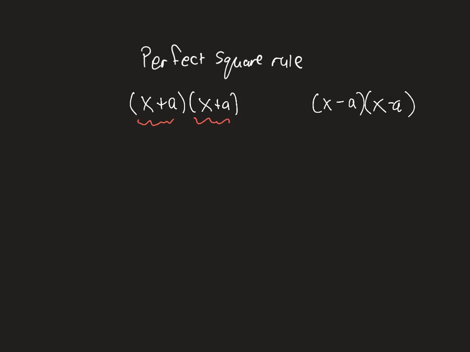So I have x plus a multiplied by x plus a, which, if you guys remember, it's the same thing like saying 3 times 3, which is 3 squared, or 2 times 2, which is 2 squared. So if I say x plus a multiplied by x plus a, that is the same thing as saying x plus a squared. Okay? So, as we normally do, let's see how this works.